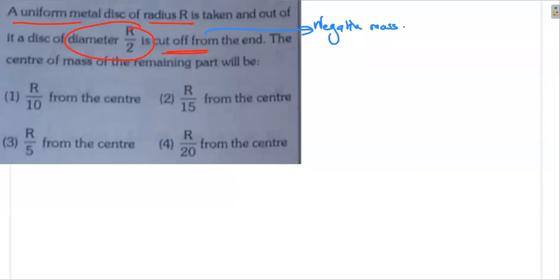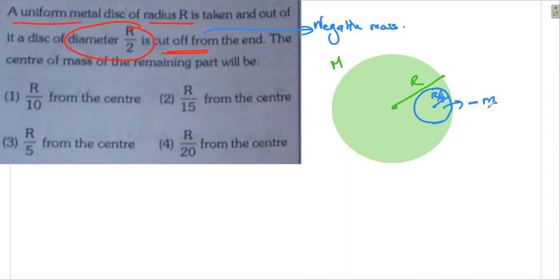So here what we have is the full disk. Let's say this radius is capital R, and the mass is capital M. From this, you are removing a disk of diameter r/2, so the disk is like this. This portion is removed, of radius r/4. Whenever you have a removed portion, you consider it as negative mass. So it is minus m, capital M and small m.